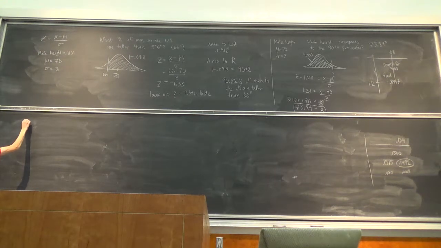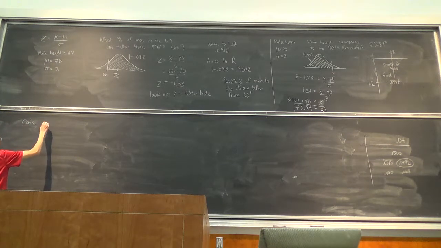Let's say cats. I don't know, what is the average weight of a cat? 5 pounds. No. 30 pounds. Oh my god. 31 pounds.